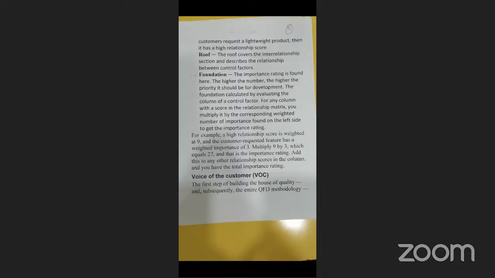So voice of customer basically is the first step in building the house of quality, and subsequently the entire quality function deployment methodology is to be developed from the voice of the customer. That means the voice of customer summarizes customers' needs, wants, preferences, and desires associated with the product or services.